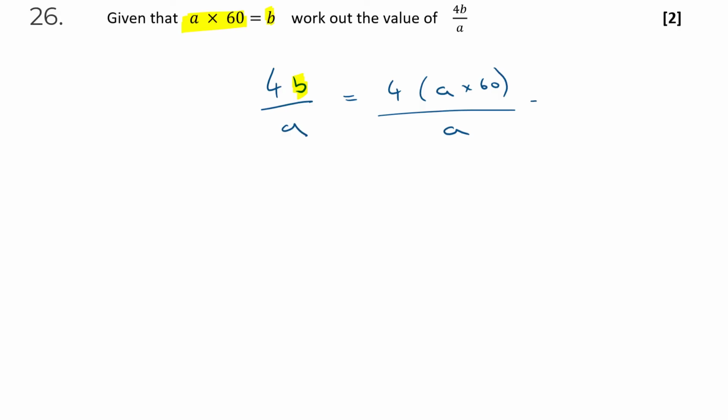So let's remove the brackets first. 4 times A times 60, that's going to give me 4 times 60, 60, 120, 240. So 240A divided by A, and then my A's are going to just cancel each other out, aren't they? It's going to leave me with 240 as my answer.